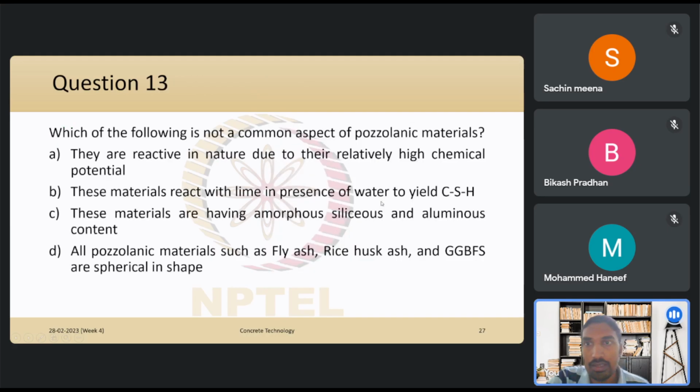Okay, so question number 13 is, which of the following is not a common aspect of pozzolanic materials? Option A, they are reactive in nature due to their relatively high chemical potential. Option B, these materials react with lime in presence of water to yield CSH. Option C, these materials have amorphous siliceous and aluminous content. Option D, all pozzolanic materials such as fly ash, rice husk ash and GGBFS are spherical in shape. Right, so you have to choose the option which is not correct.